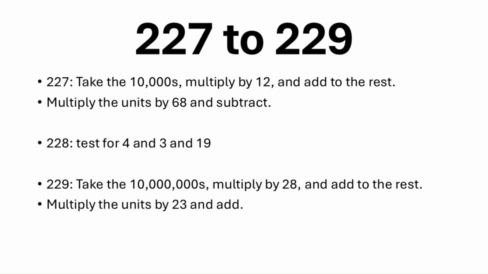229, take the 10 millions, multiply by 28, and add to the rest. Multiply the units by 23 and add.